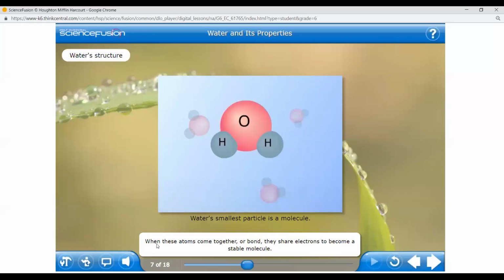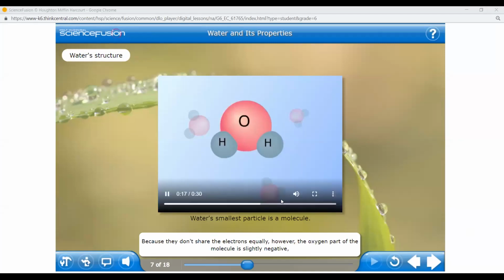When these atoms come together or bond, they share electrons to become a stable molecule. Because they don't share the electrons equally, however, the oxygen part of the molecule is slightly negative and the hydrogen parts of the molecule are slightly positive. You'll learn why this is important later in this lesson.